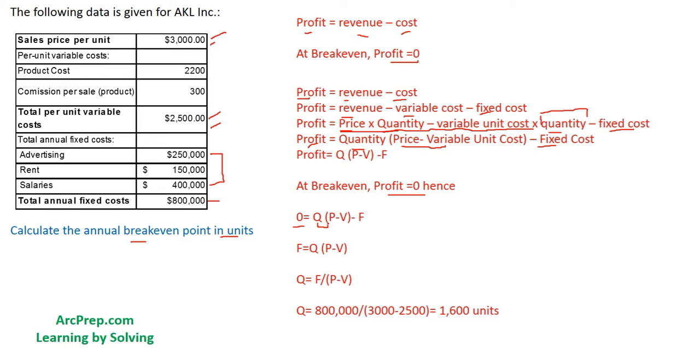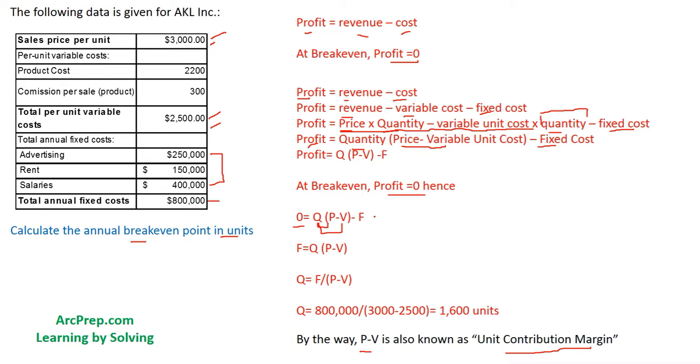P times Q is the revenue. Minus Q times V is the variable cost, minus the fixed cost. Now 0 is equal to Q times P minus V, minus fixed. P minus V is also known as contribution margin. Please look at the absorption costing versus variable costing question 6 to make sure that you understand that portion. So unit contribution margin is whatever you are making for each unit after covering all the variable cost.